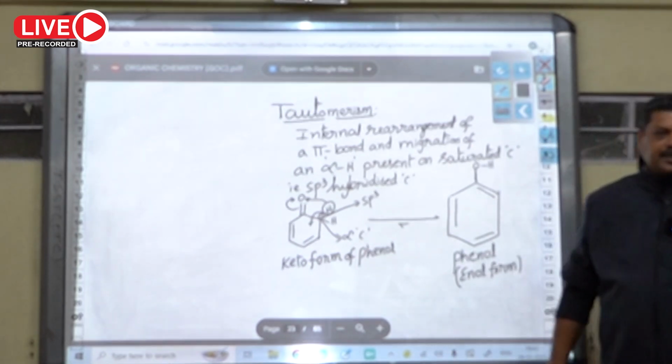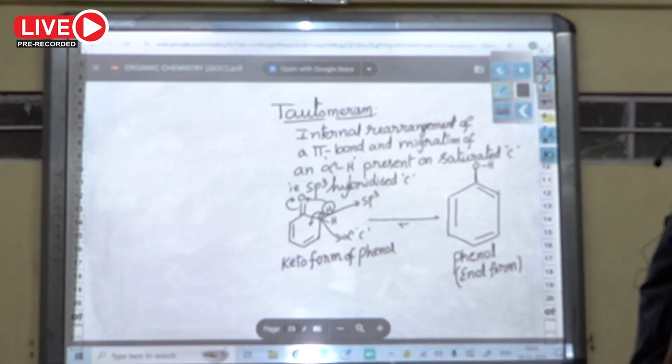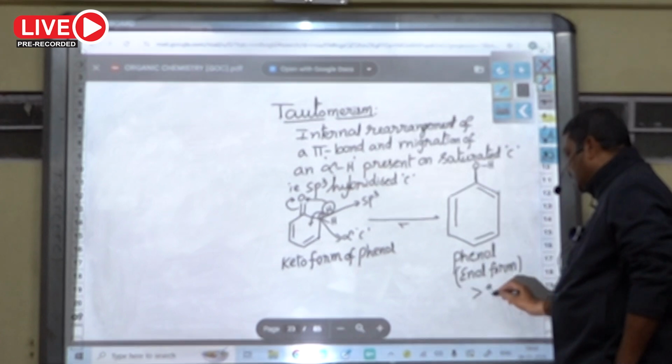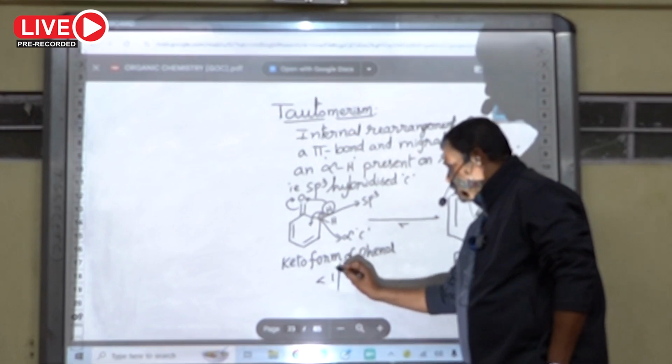See, actually in the equilibrium, when I write a double arrow in the equilibrium expression, please look at it: I wrote a big arrow towards enol and a very small arrow towards keto, which is quite a contradictory thing. Usually keto forms are more stable, enol forms are less stable. But here the enol form is more stable and it is almost more than 99%. The keto form is less than 1%.